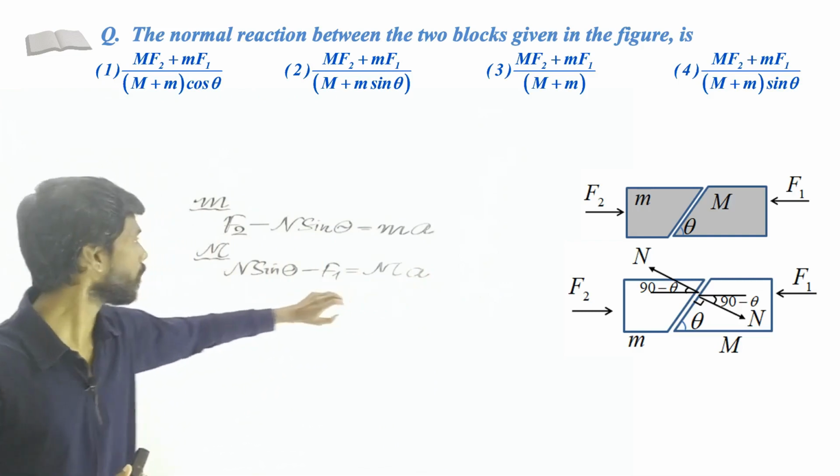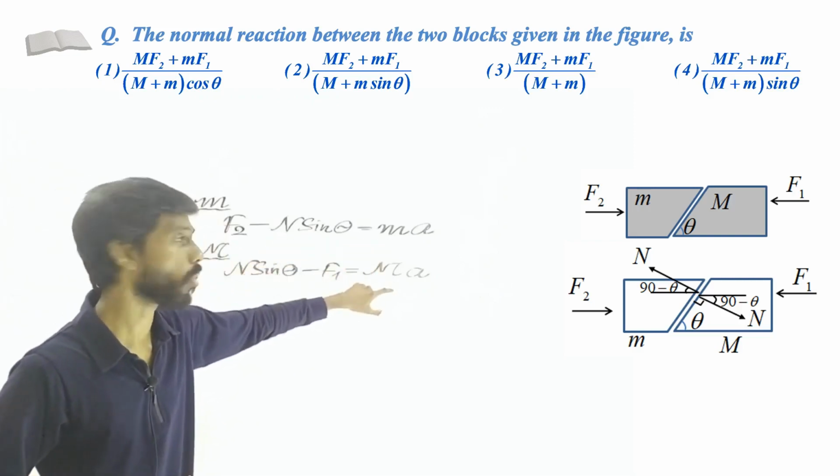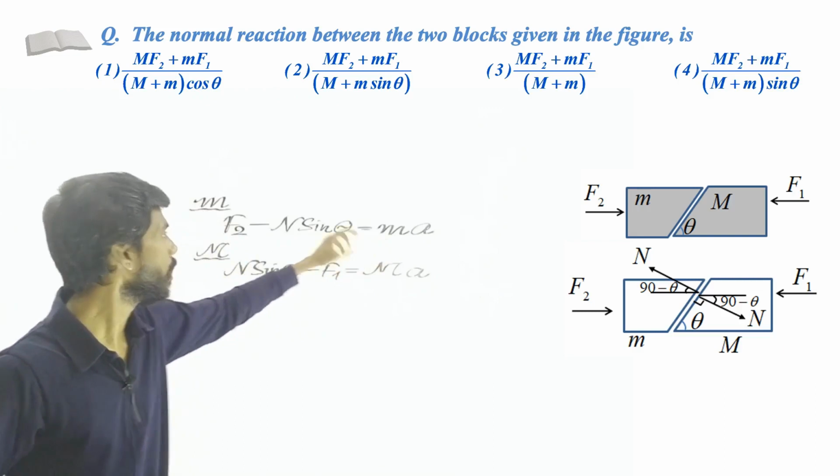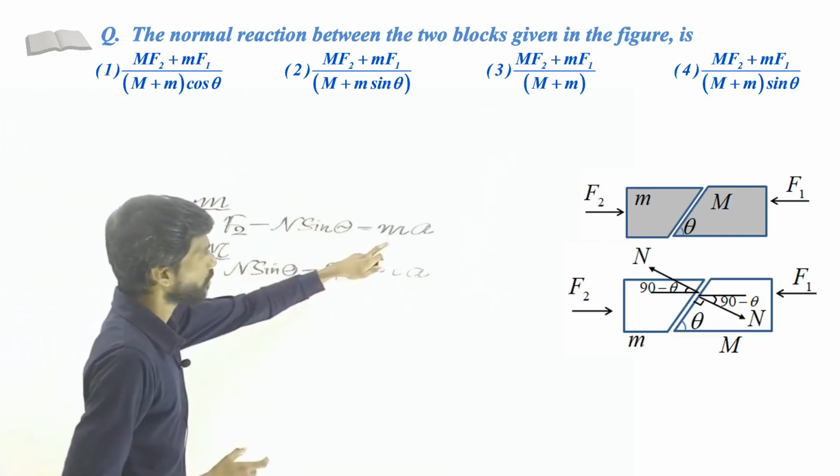So what we need is the normal reaction, right? Which means we have to eliminate this acceleration. So let us substitute this acceleration in one of the equations. Let's eliminate this. So what can be done? Let us divide these two equations.